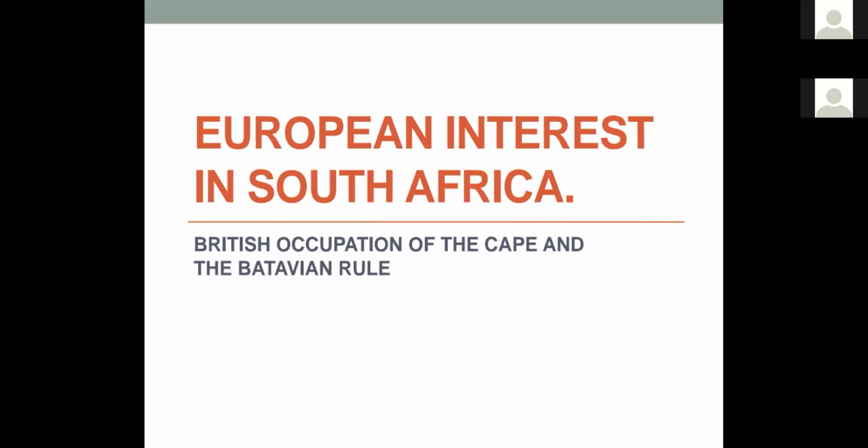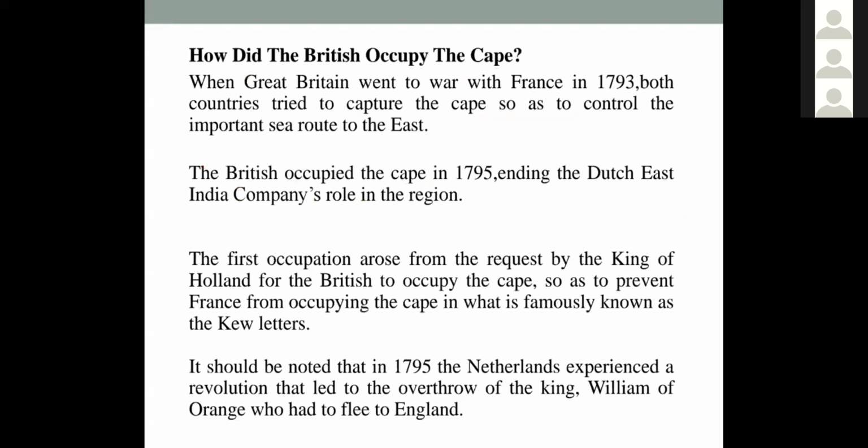Last week, girls, we looked at the factors for the British occupation of the Cape. Why did they occupy the Cape in 1795? And we gave you so many factors for why the British had occupied the Cape. Today, in our lesson, we are going to look at how the British occupied the Cape. So we looked at the reasons why, and we are going to look at how.